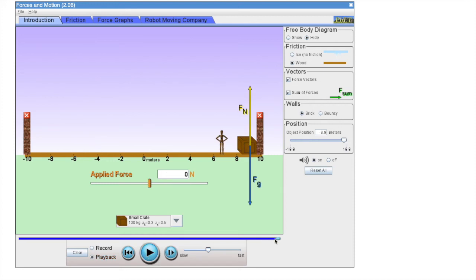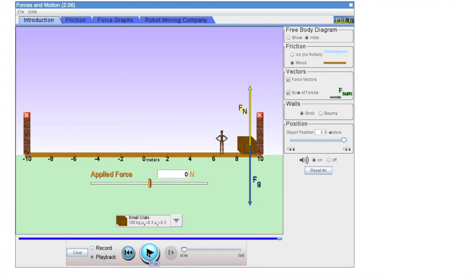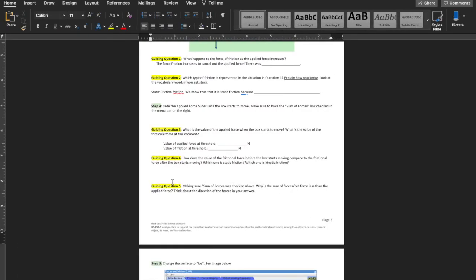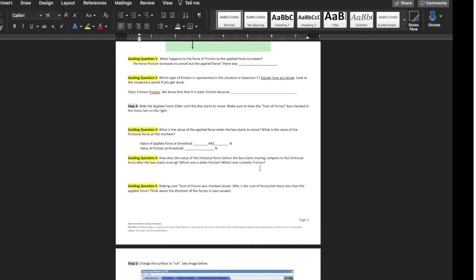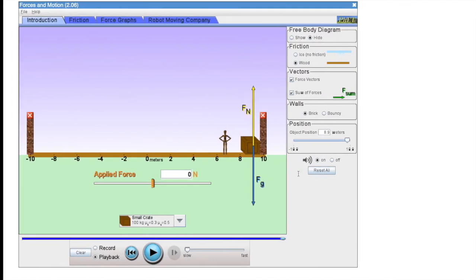All right, work with the simulation. Go ahead and play it. We're going to go to very slow. What we saw was when we get to approximately 492 newtons, the object started to move. So what was the value of the applied force when the object started to move? 492. What was the value of the frictional force at this moment?